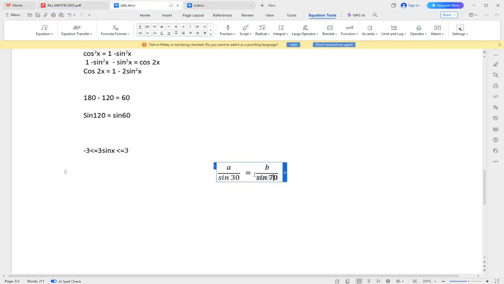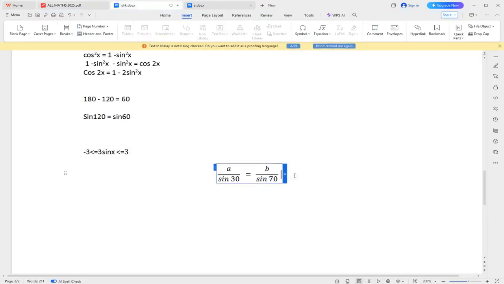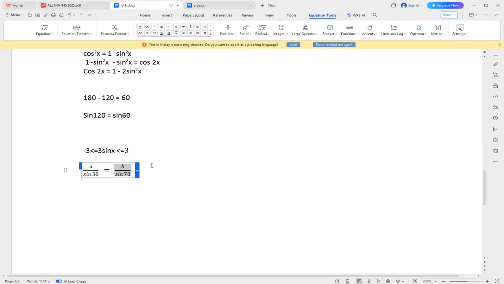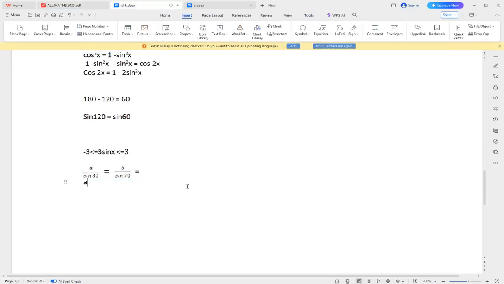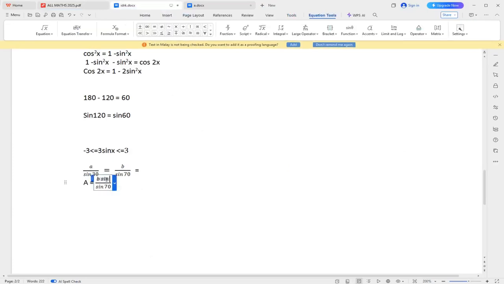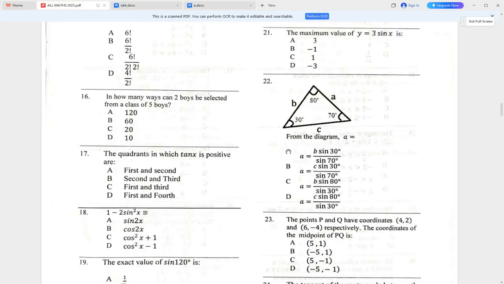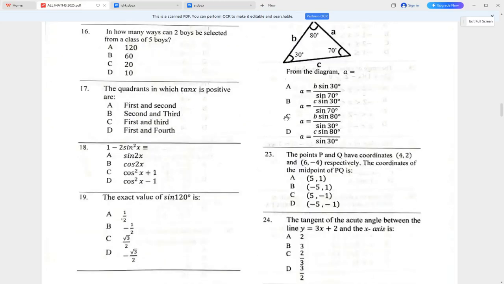Now from here we can cross multiply to find the value of A, and this is equal to B sine 30 on sine 70. Hence A is equal to B sine 30 on sine 70, and this value corresponds to A. A is equal to B sine 30 on sine 70 for question 22.